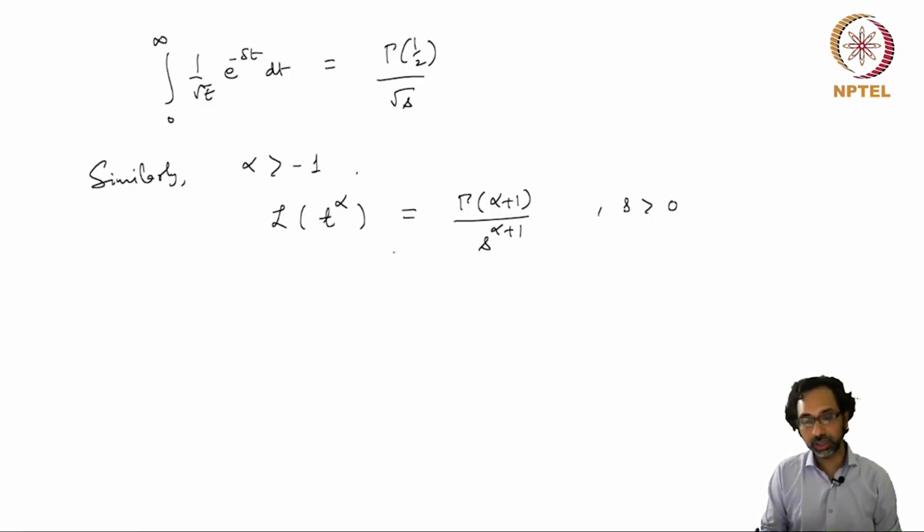So this computation is more or less the same as in the case when alpha is minus half. Here alpha is assumed to be greater than minus 1, and in our previous example alpha was minus half. So in general, if alpha is greater than minus 1, then the formula is simply given by gamma of alpha plus 1 divided by s to the power alpha plus 1, and it is derived in exactly the same way as when alpha is minus half.